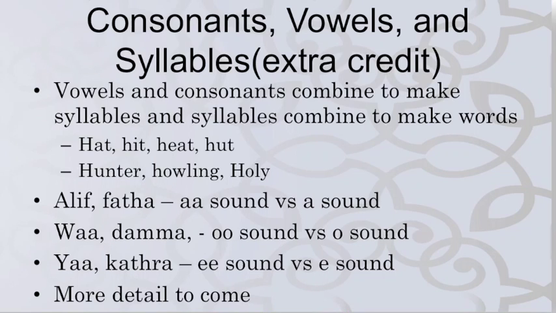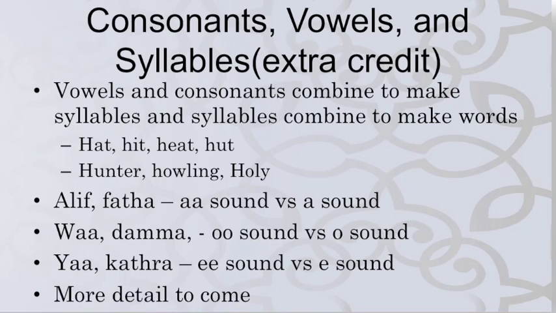Similarly, hit: H and T are consonants. The I is the vowel. So you'll make a hit. Heat: the EA are the vowels. The H and the T are the consonants. When you combine H-E-A-T, it becomes heat. H and T in the word hut are the consonants, and the U makes it a short uh sound, so hut.